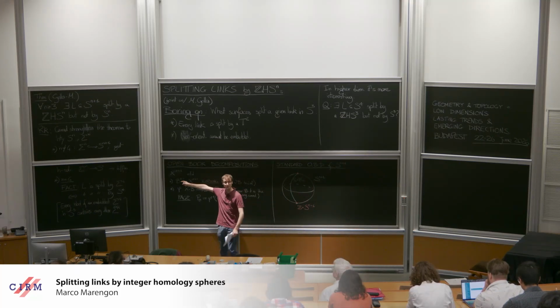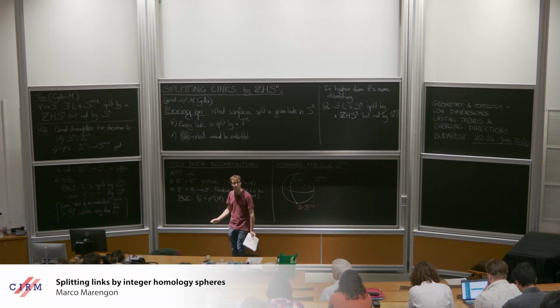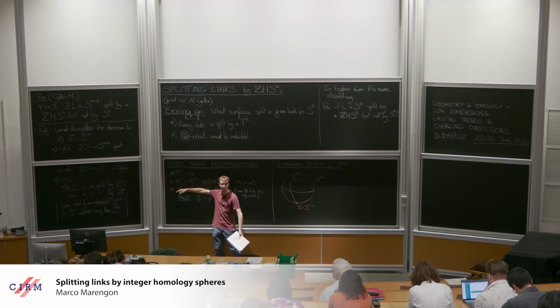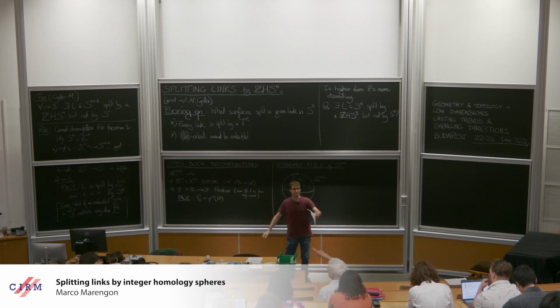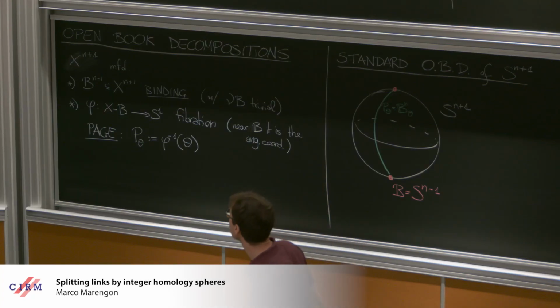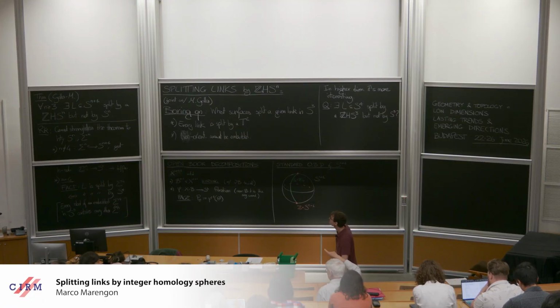An open book decomposition of an n plus 1 manifold X consists of an n minus 1, or if you prefer codimension 2 submanifold B, that is called the binding. So just in the statement, this Sn, are you saying it has the equatorial Sn, or are you allowing any other Sn that might be somehow embedded into Sn plus 1?